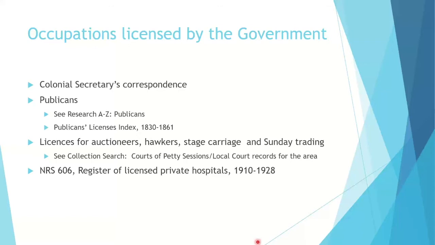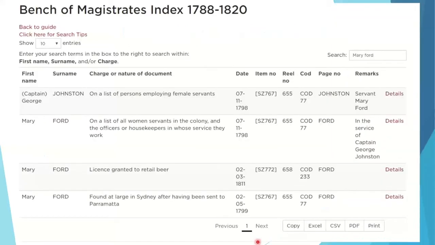And we also have a register of licensed private hospitals, so I'll show you that in a second. So very early on here, we've got the Bench of Magistrates Index, 1788 to 1825. We see here we've got Mary Ford. So she first shows up in 1798 as being one of all the women servants in the colony, and the employer that she worked for.